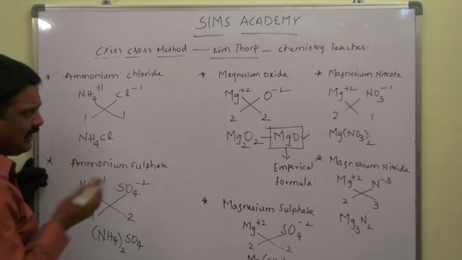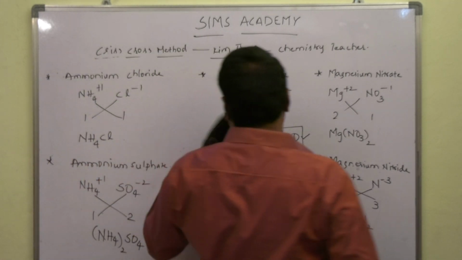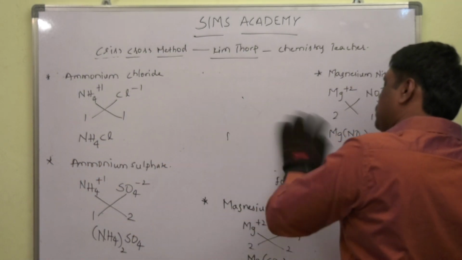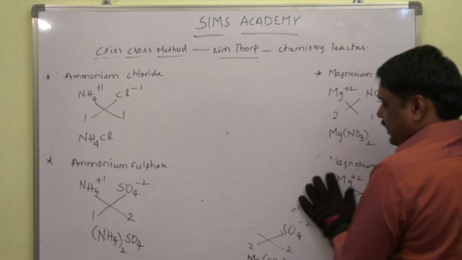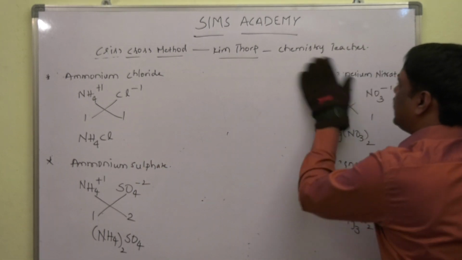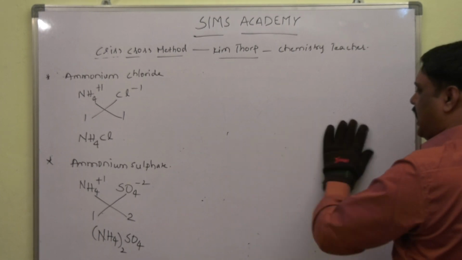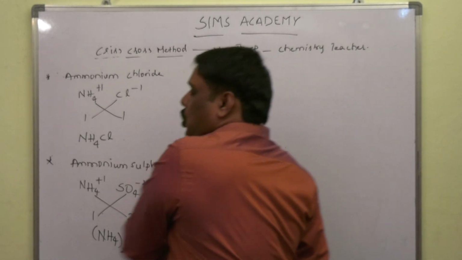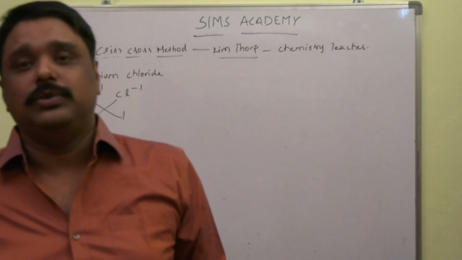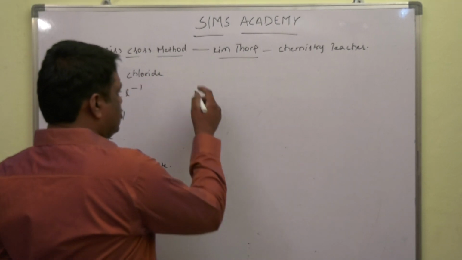Okay? And similarly, cuprous chloride, cupric chloride, cuprous sulfate, cupric sulfate, cuprous oxide, ferrous oxide, ferric oxide, whatever it might be, we can write the chemical formula of so many compounds by using this Criss Cross method. I will give you some.